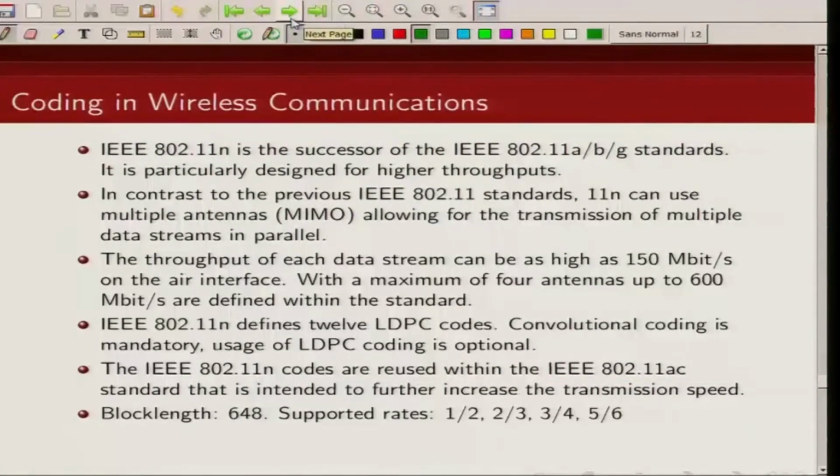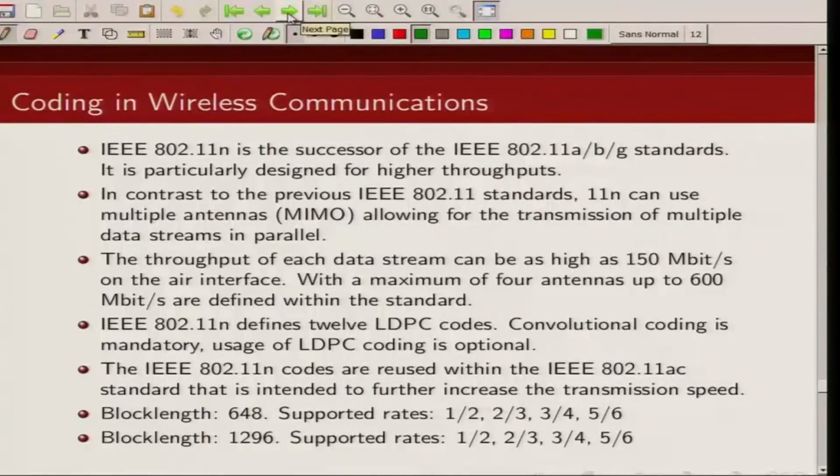So, I list here some of the block lengths which have been supported. Block length 648, and these are the various code rates supported here. Similarly, for block length of 1296, these are the various code rates which have been supported.